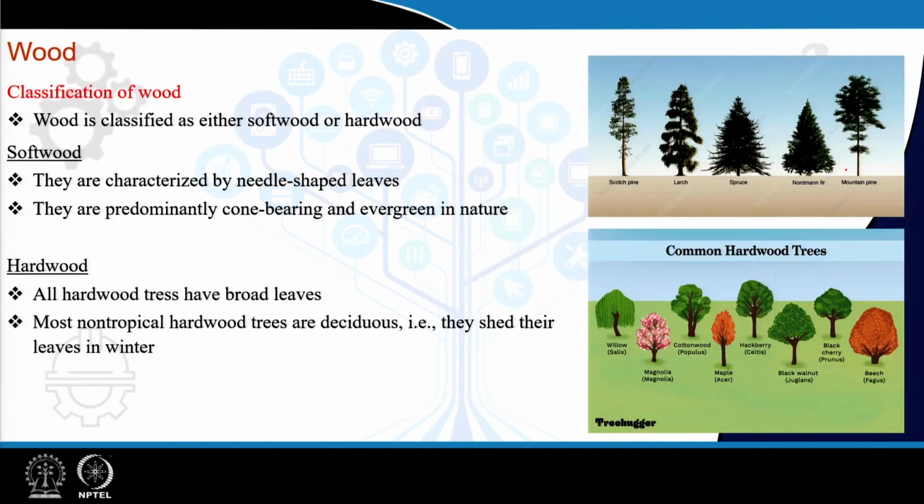Now, wood can be typically classified as either softwood or hardwood. As you can see in this slide, softwoods are typically characterized by needle shaped leaves. That means the conifer trees, as you can see in the hilly areas, the wood from those trees is called softwood. Another feature is that the trees that have softwood are typically evergreen in nature. That means they do not shed their leaves in the winter months.